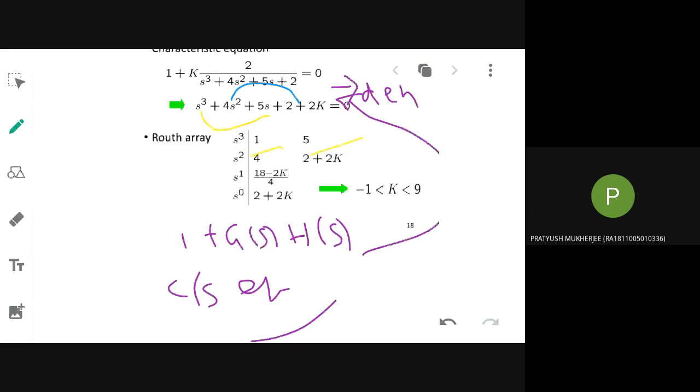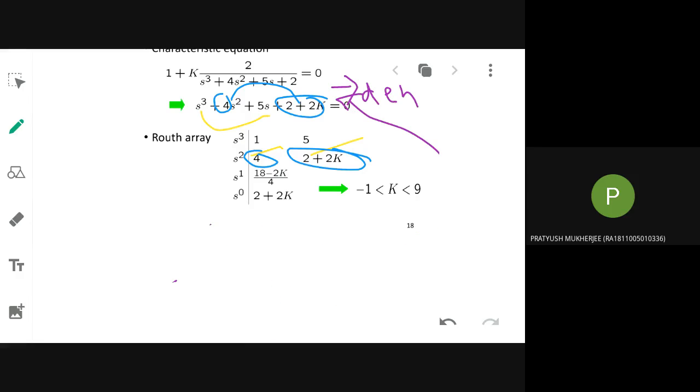What about the s squared row elements? 4 and 2 plus 2k. Okay, so the first two rows are formed using that characteristic equation.